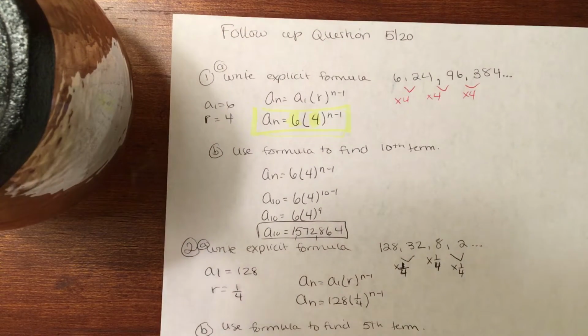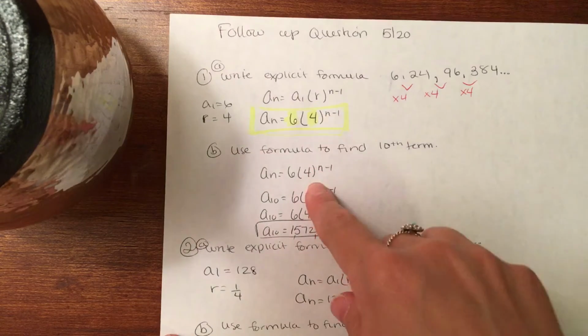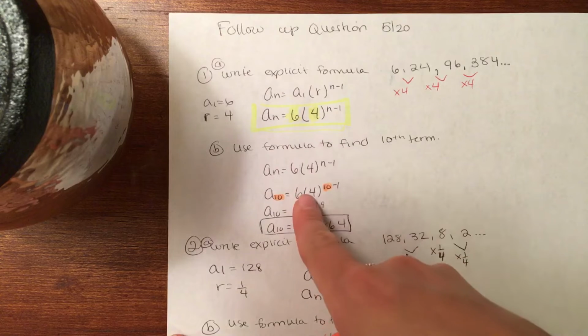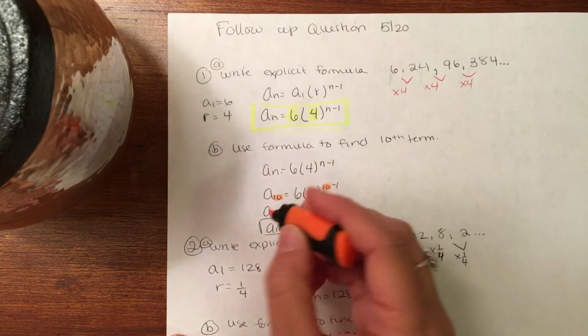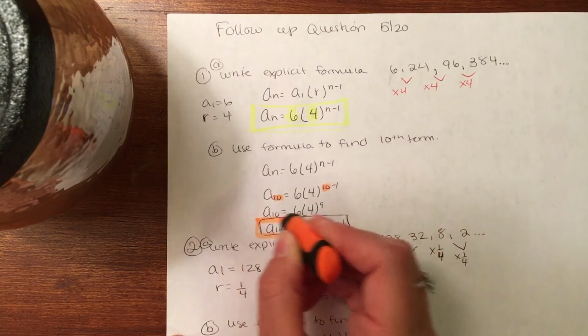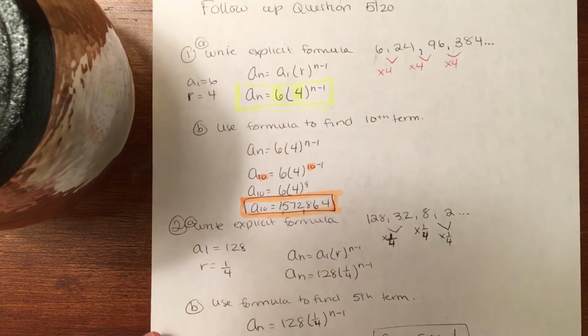All right, let me use a different color here. And then you use that formula to find the 10th term. So I should see A of 10 and a 10 up there with the same formula. Okay, and then when you plug that all in, your answer was 1,572,864. Nice big old number there.